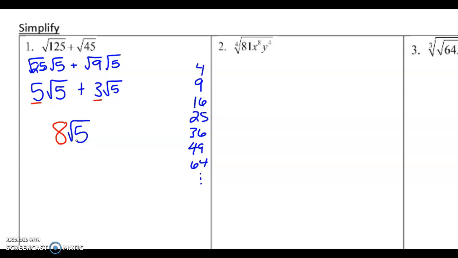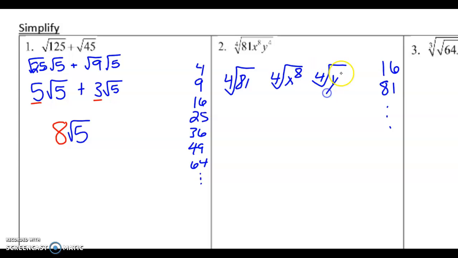Okay, number 2. This one's similar, but it's the 4th root this time. So 1 times 1 times 1 times 1, and 2 times 2 times 2 times 2. That'd be 16. 3 times 3 times 3 times 3 would be 81, and so on. Okay, so 81 is a perfect 4th root. So we can think about breaking this apart. What is the 4th root of 81? What is the 4th root of x to the 8th? What is the 4th root of y to the 4th?